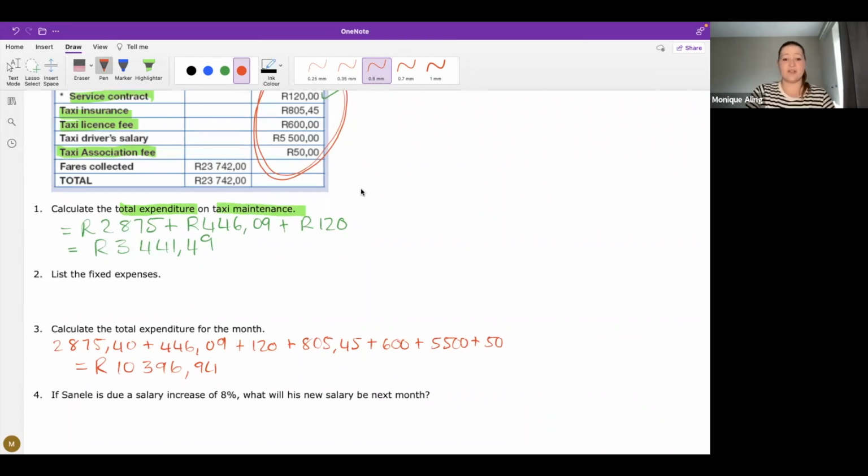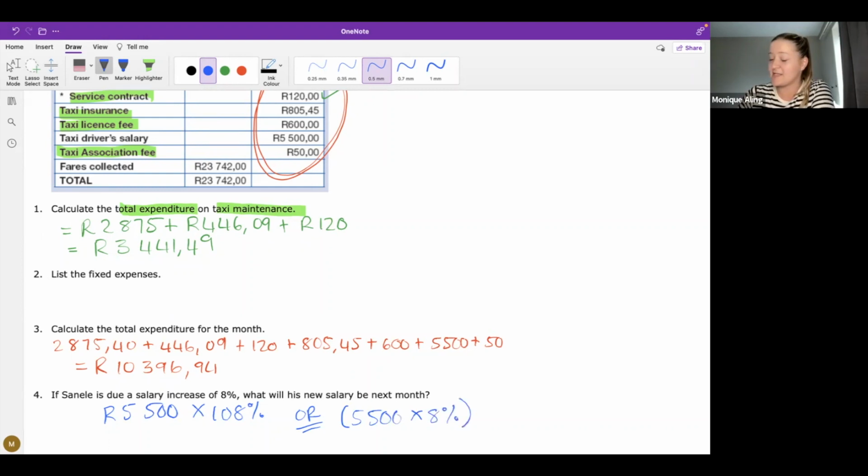So you can do the short kind of method where you take the salary of 5,500 and you times by 108%. Okay, or the longer method, which makes sense to some people. I also prefer this way. You take the salary times by the 8%. So just this bracket's going to give me the increase in the salary. Then I add it back to the salary to get the new total salary. And then you should get 5,940.